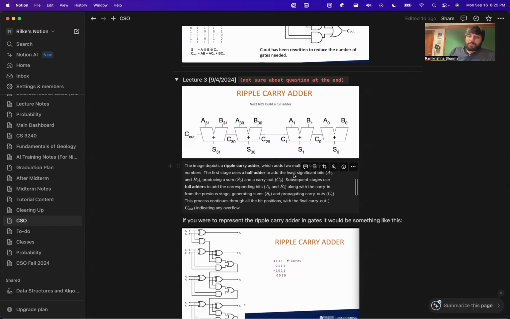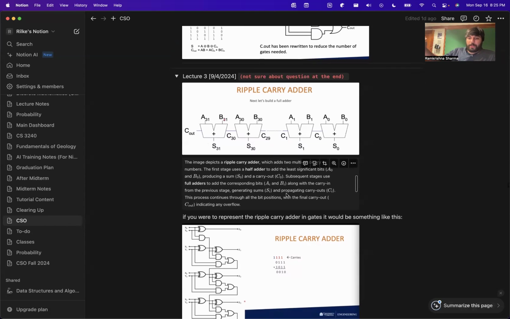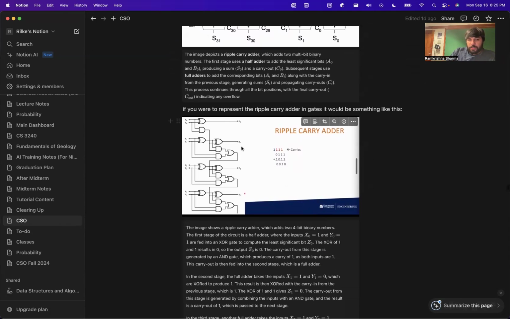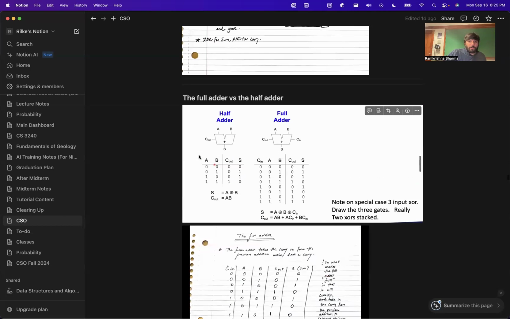And the carry outs are processed, right? You get a carry out as well, so you propagate the carry outs. This is a ripple carry adder in the circuit format. Again, you can see that these are half adders in the way that they're depicted, as we said before.